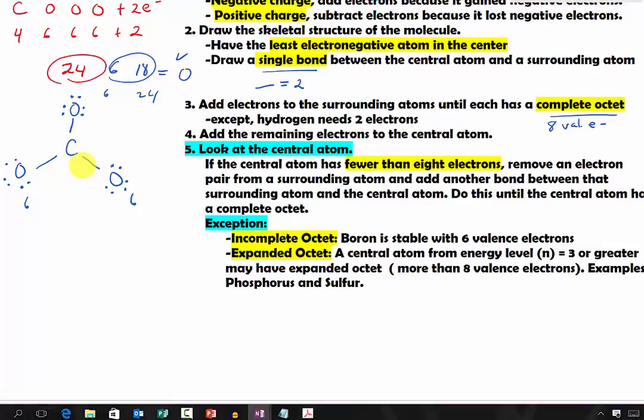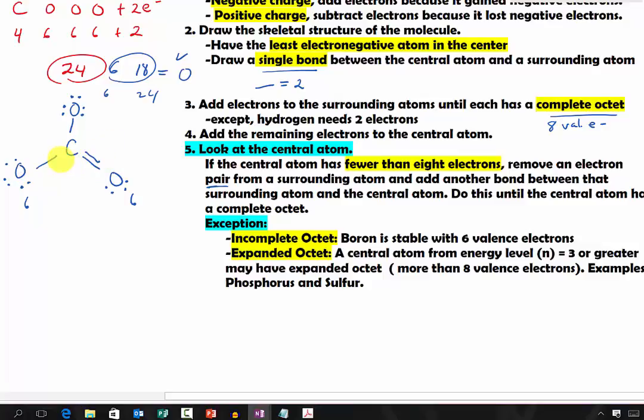Here is the last step. This is the most difficult step. We look at the central atom. If the central atom has fewer than 8 electrons, we have to remove an electron pair, not just 1 electron but a pair, that means 2 electrons, from a surrounding atom and add another bond between that surrounding atom and the central atom. What does that mean? See, here we have oxygen. Since they are the same, I just choose a pair right there. I'm going to make this into a bond. So therefore, this pair will be gone, and we have a bond right there.